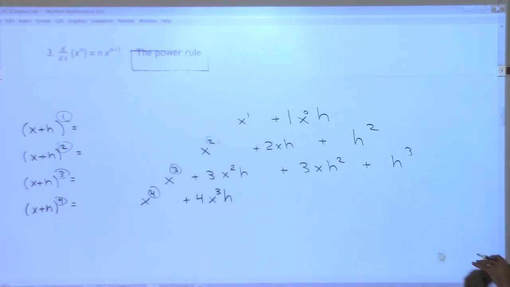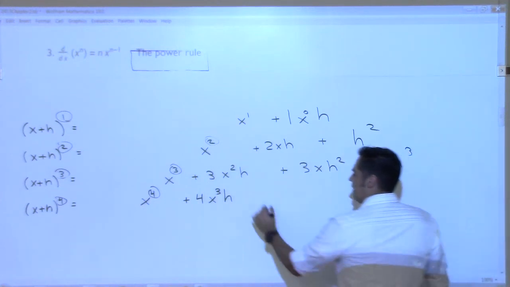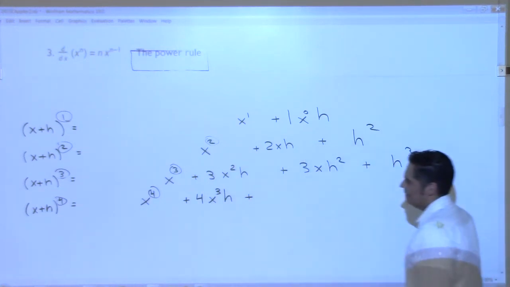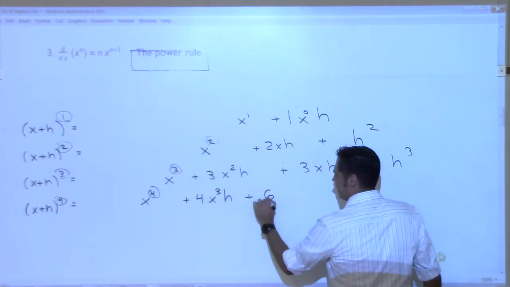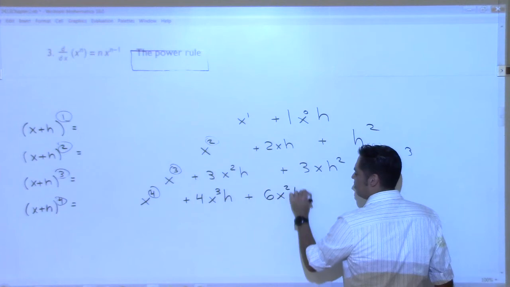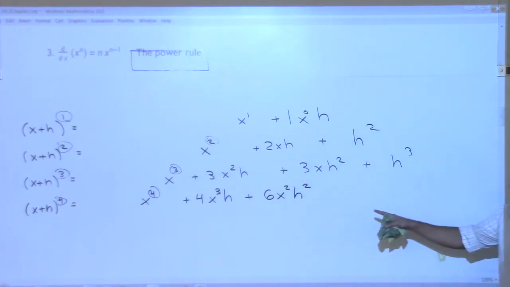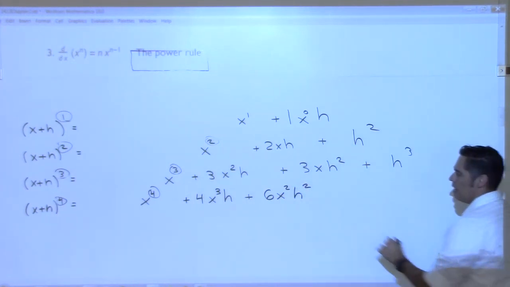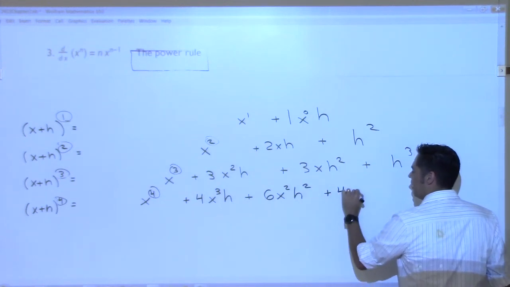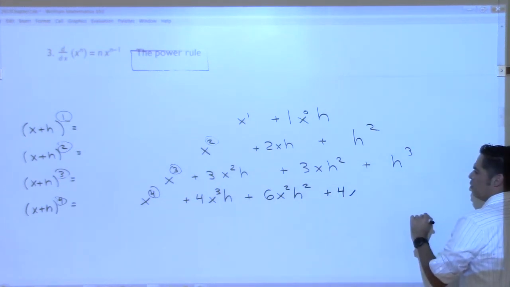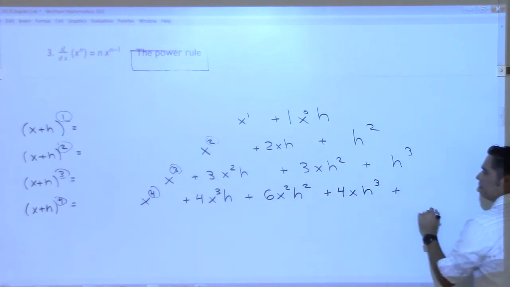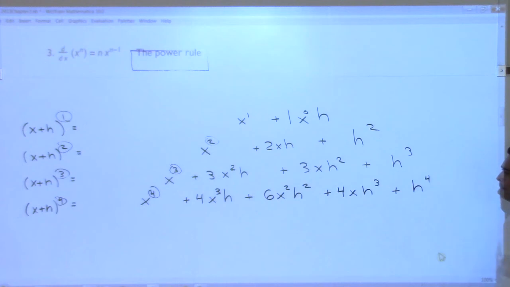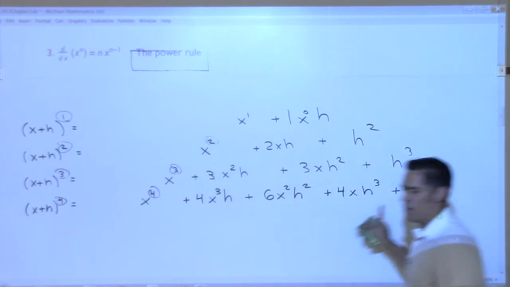I'm going to show you the pattern in a better, more detailed way in a second, but any idea what the next term would be? Most students don't get this one. 6x squared h squared. Now, I don't expect you to know if you've never seen this before. And then the next term, you're just going to have to take me on faith here. Anyone know the next term? 4xh cubed, and then what about the last term? H to the fourth.